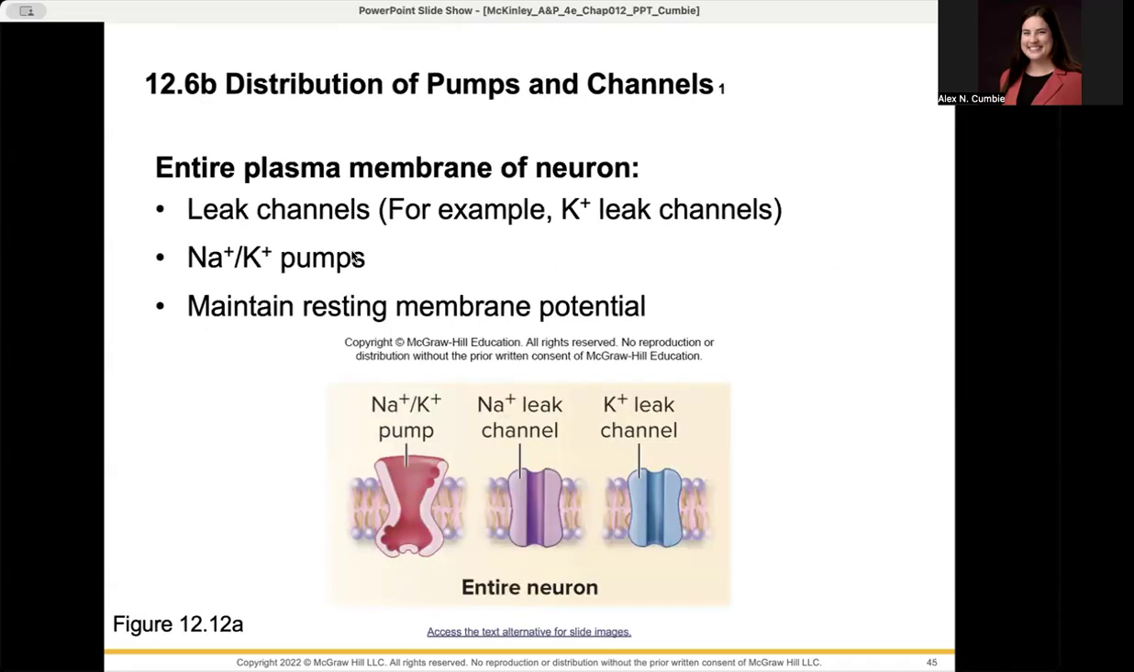So when we look at a neuron itself, and we're looking at the entire plasma membrane of this neuron, we have a number of different things present. We have leak channels. You can see we have sodium and potassium leak channels. Remember, a leak channel is just always open, allowing diffusion of potassium or sodium in and out of the cell. We have pumps. Remember, pumps are energetic and they can open and close based on different changes. So we have sodium potassium pumps, either pumping sodium in or pumping potassium out. And all of these are present here just to maintain a resting membrane potential, just whatever's normal for the cell.